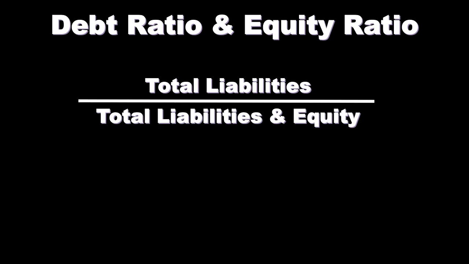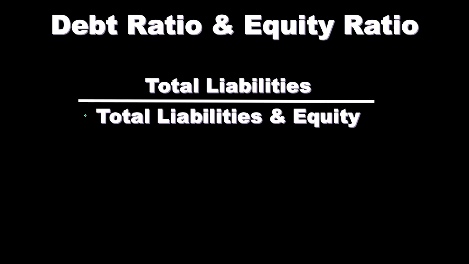and equity. So let's think about that for a second. We're taking total liabilities, it's the debt ratio. The debts on the balance sheet are what we owe. Total liabilities including both the current and the long term. So we're not breaking out current and long term. We're looking at the total liabilities, comparing that to the bottom line, which is the total liabilities and equity.